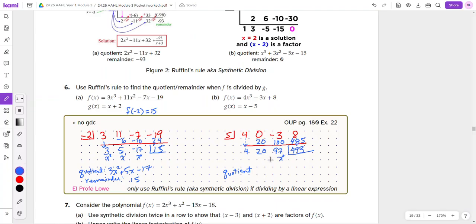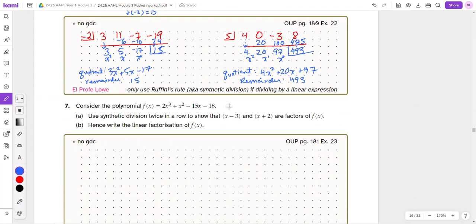So I have x to the 0, x to the first, x squared. If I had more terms, I would keep that going. So this is going to be 4x squared plus 20x plus 97, right? And I'm going to have a remainder of 493. Right? So that's using synthetic division or Ruffini's rule.